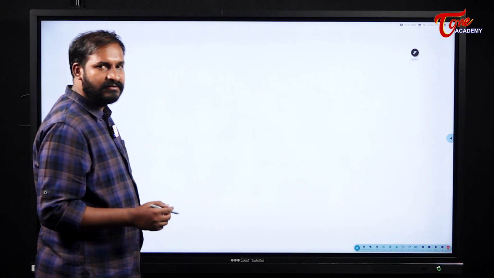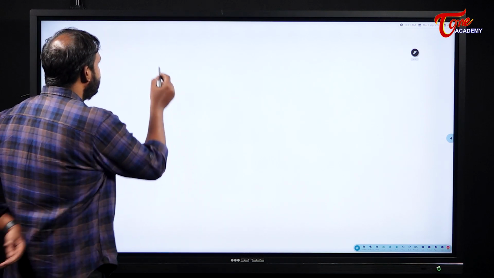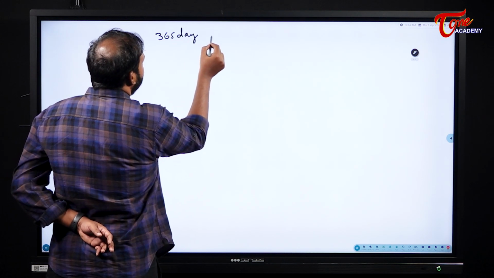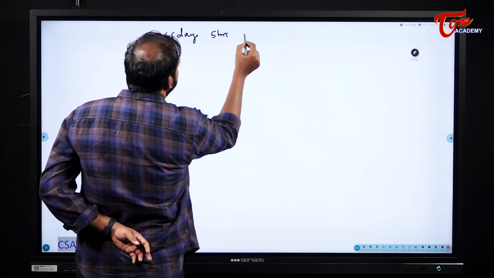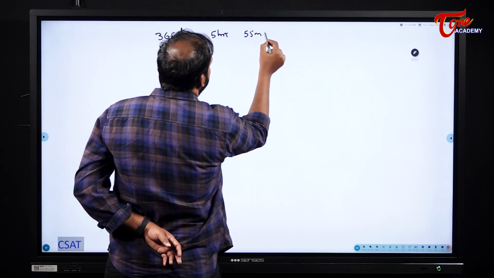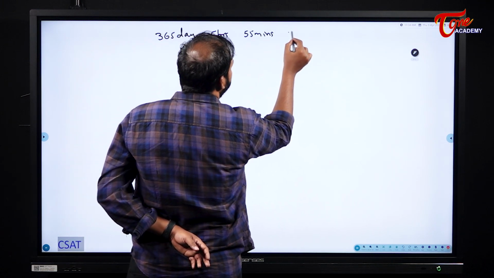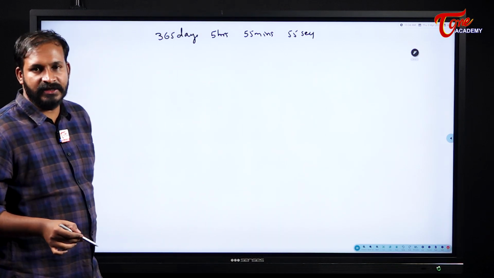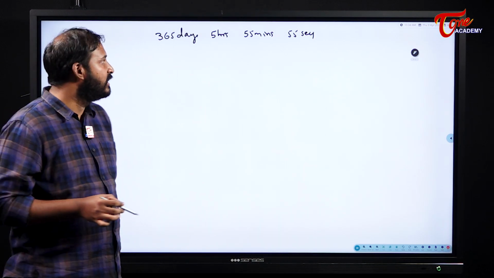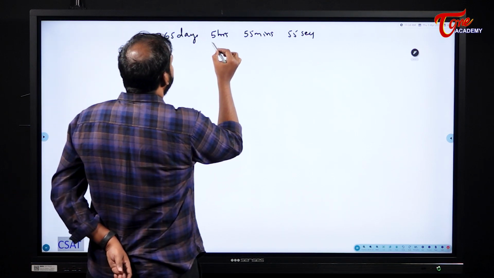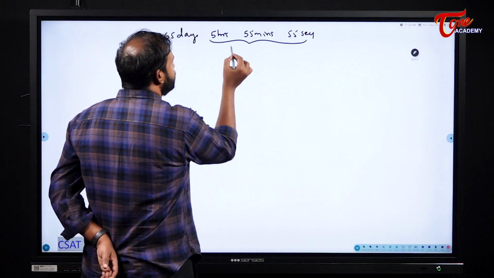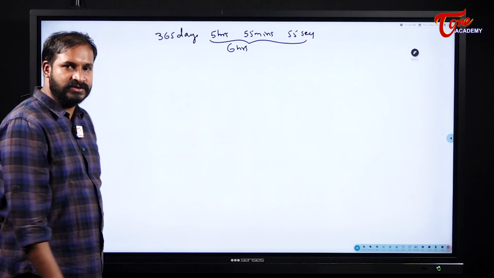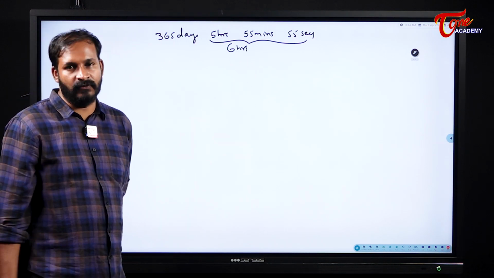Actually speaking, exactly a year means 365 days, 5 hours, 55 minutes, approximately, not exactly, some 55 seconds or something like this. That is the actual duration of a year. What we usually do here is consider this 5 hours and so on as something like 6 hours. We will approximate it to 6 hours and consider it as 1/4 of a day.